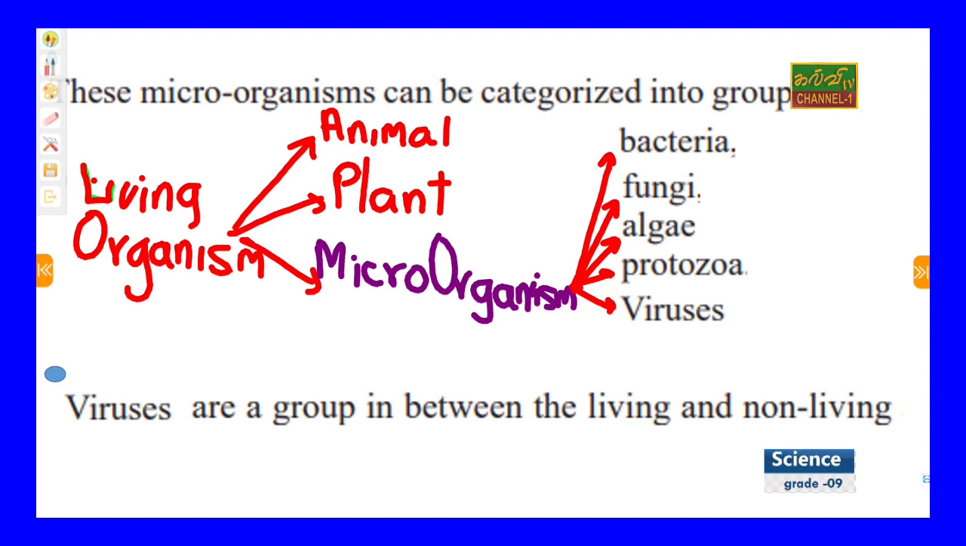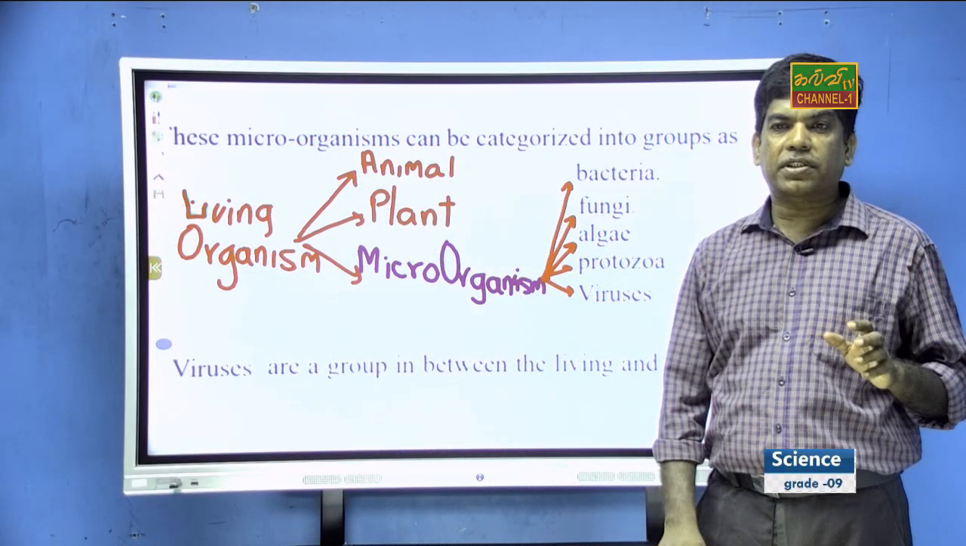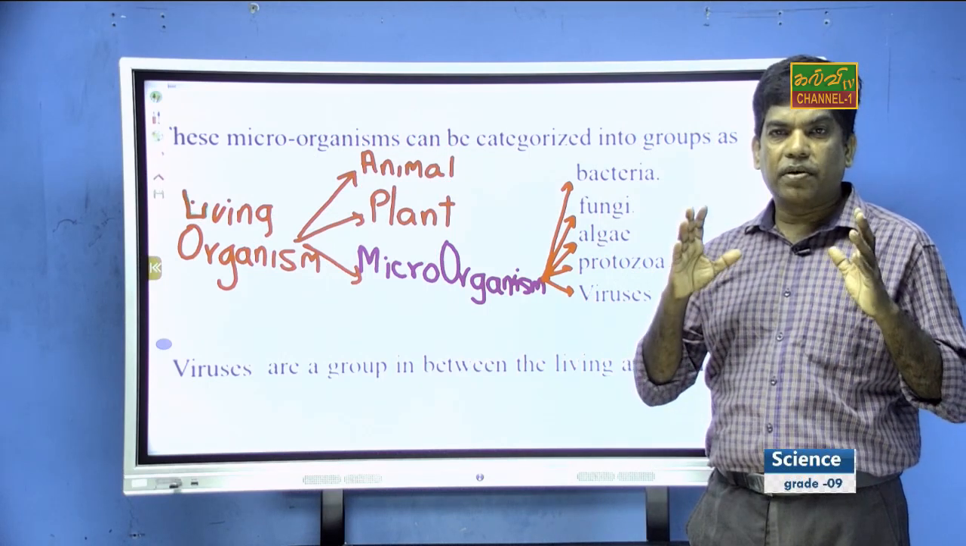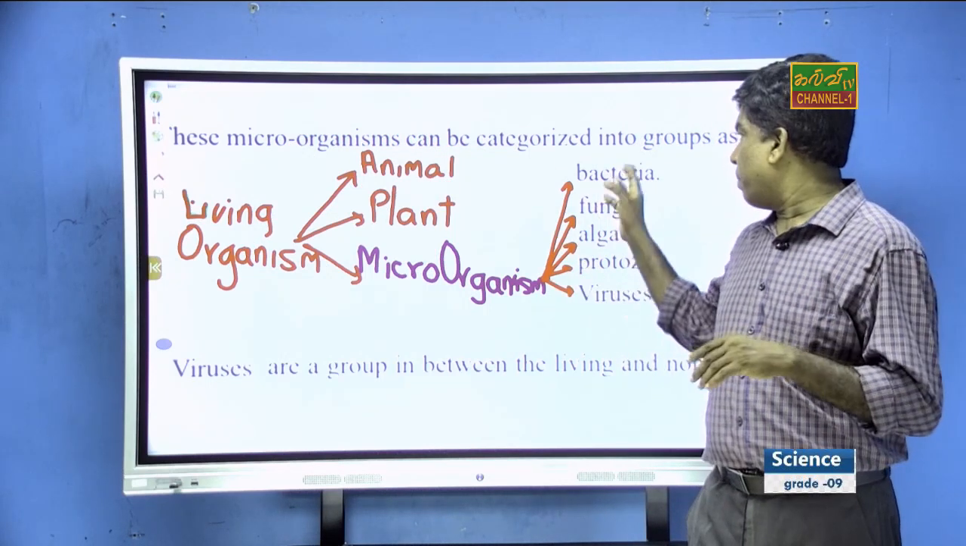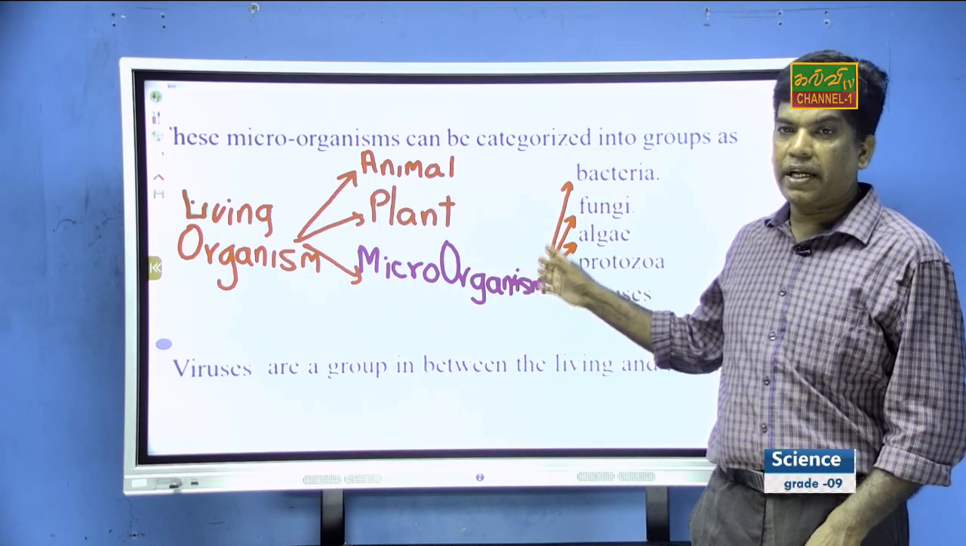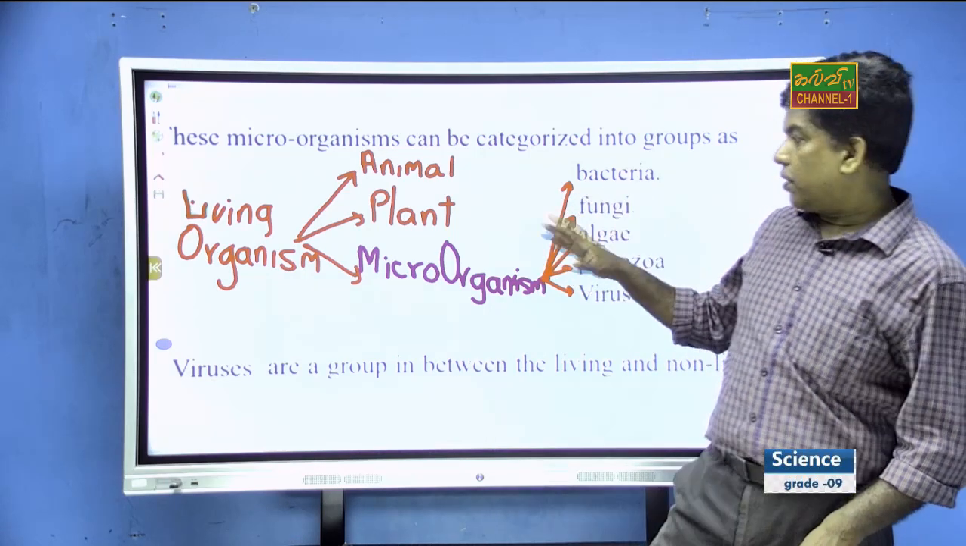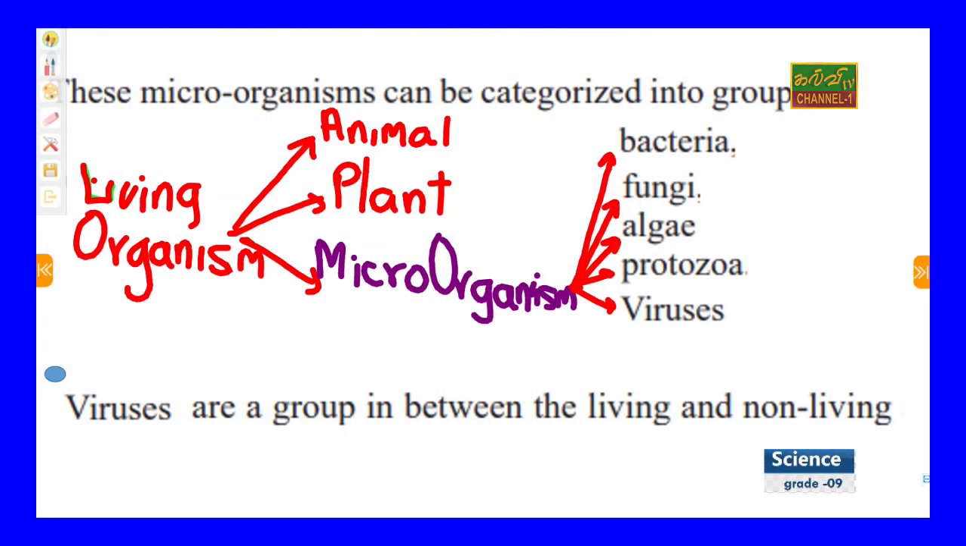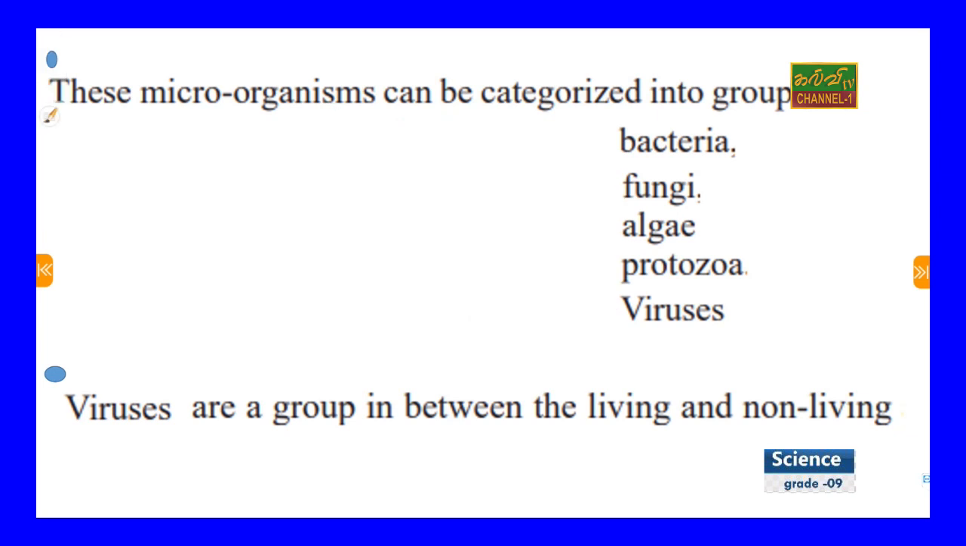Living organisms can be grouped into 3 groups. After that we have considered the microorganisms. It is bacteria, fungi, alga, protozoa and virus. There are 5 groups that have been found. What are they? Microorganisms can be classified into 5 groups: bacteria, fungi, alga, protozoa and virus. Those are the 5 groups. Now we are going to study clearly about each group.